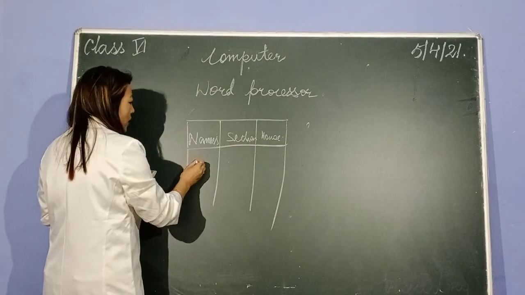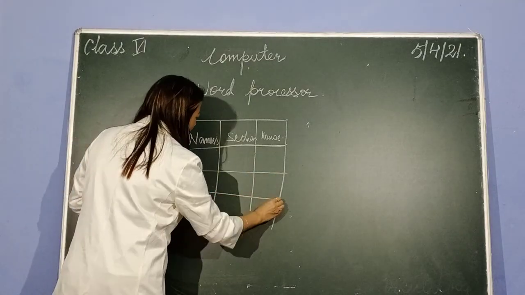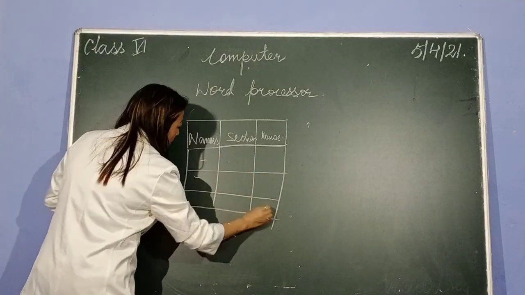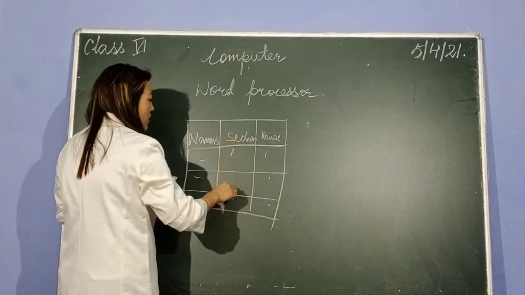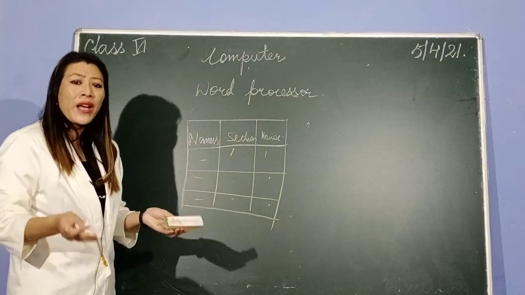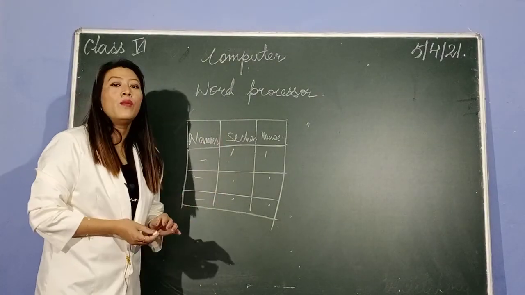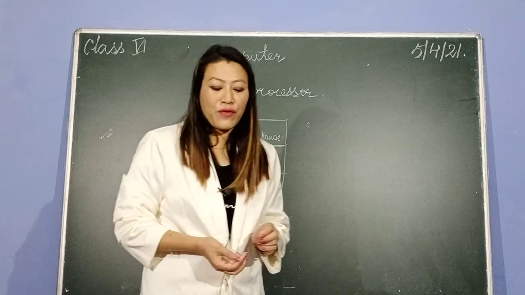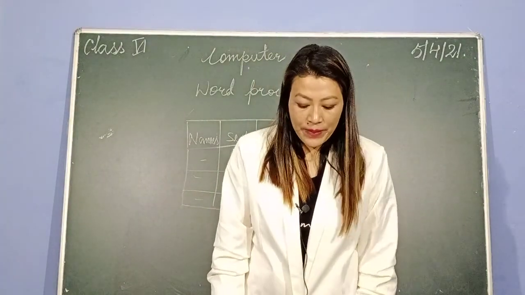Under the name column, I'll write the names of the students. Under section, I'll write the section, and under house, I'll write the house. This way, if you segregate inside the table, then it looks more informative. So for that we need a table. How to insert a table? A table can be created in multiple ways.